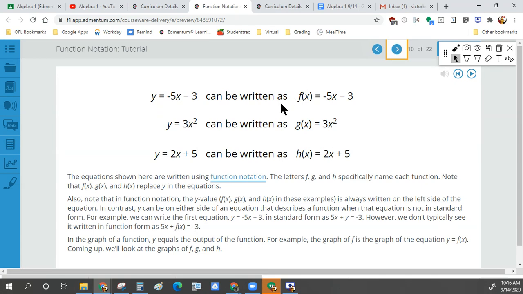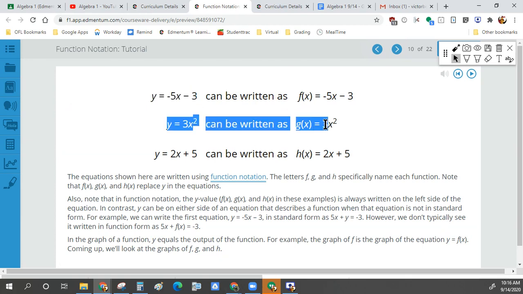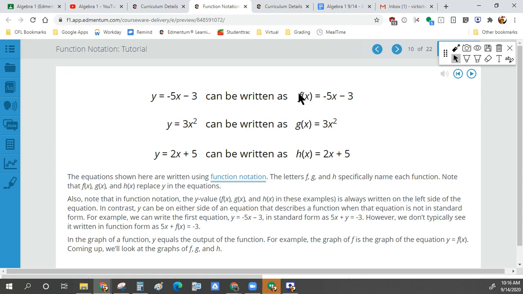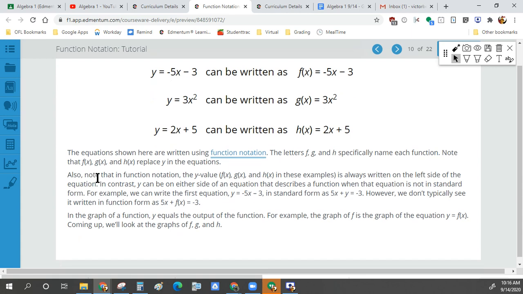So these functions, they're just replacing it. This is function f. This is our first function. Function g is our second function. This is usually how they go down. They usually start off with f, then they just go down the alphabet. So they're just telling you how you can replace your y with an f of x if you need to.